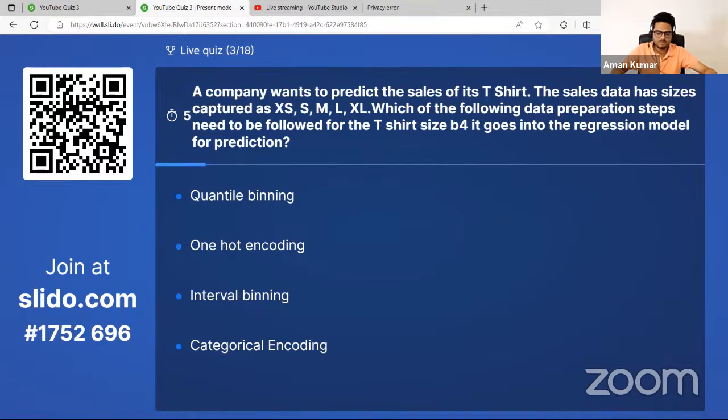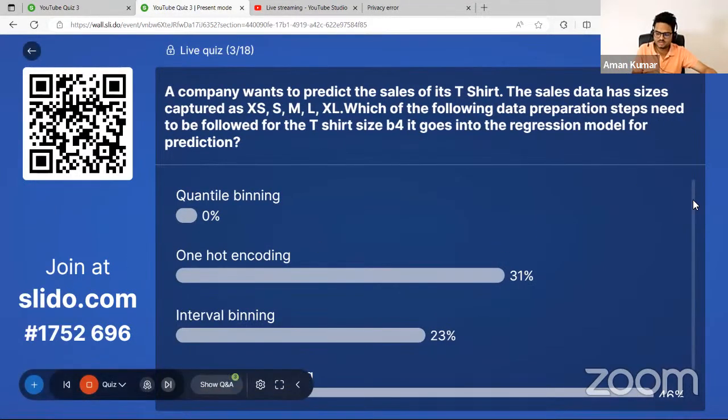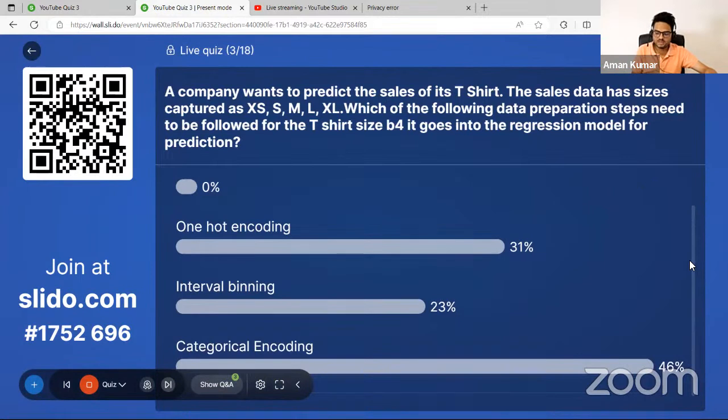Okay, this is a simple one, but only 7 people answered. Come on, guys, only 2 seconds. Okay, this one answer is as I expected. Many people are saying categorical encoding, which is right answer, but some people are saying one hot encoding, which is not correct. Interval binning is not for categorical features, so I'm not sure how people are saying interval binning. Okay, this is not at all right.